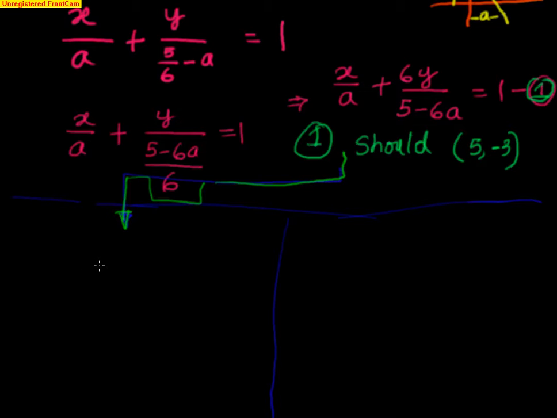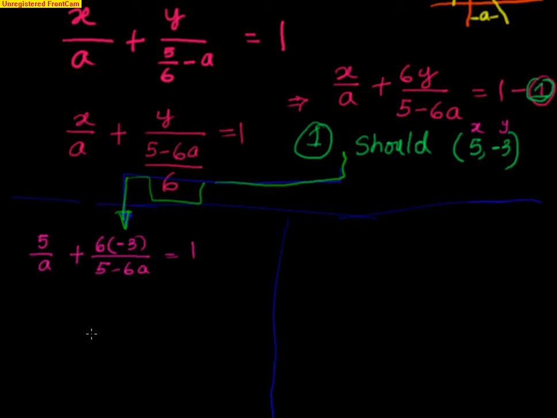Okay. Now let's substitute in this x by a. What is the value of x? It is 5 by a. So I will write 5 by a plus 6 into y. What is the value of y? This is x comma y. Okay, for your information, y equal to minus 3 divided by 5 minus 6a is equal to 1.